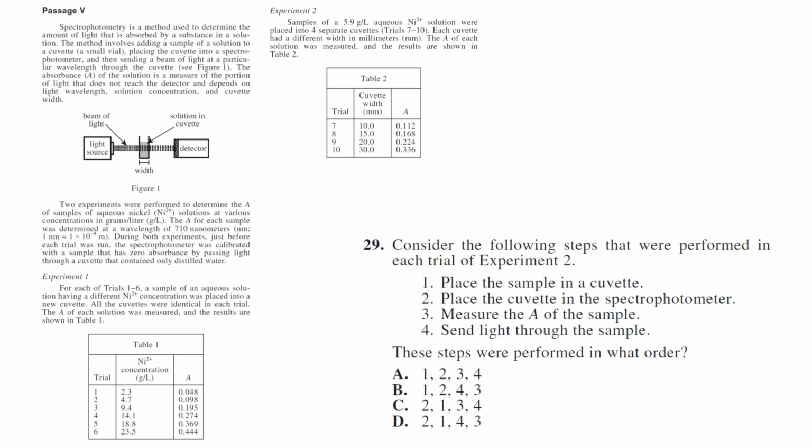Number 29, consider the following steps that were performed in each trial in experiment 2. The steps were performed in what order? So we just got to decide what was done first. Was it place the sample in a cuvette, or was it place the cuvette in the spectrometer? And it tells us in the reading, right? They added the sample, the solution, to the cuvette first. So we know it's either A or B. So it's not C or D. Now we can see what was performed last. They measured the A of the sample, the absorbance. So your answer has to be B. Just approach that problem strategically.